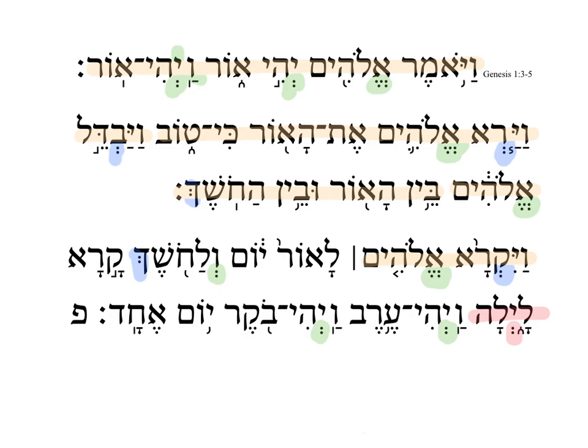Vayikra Elohim laor yom, and God called the light day. Velachoshech kara layla, and the darkness he called night. Vayehi erev, and there was evening. Vayehi voker, and there was morning. Yom echad, one day.